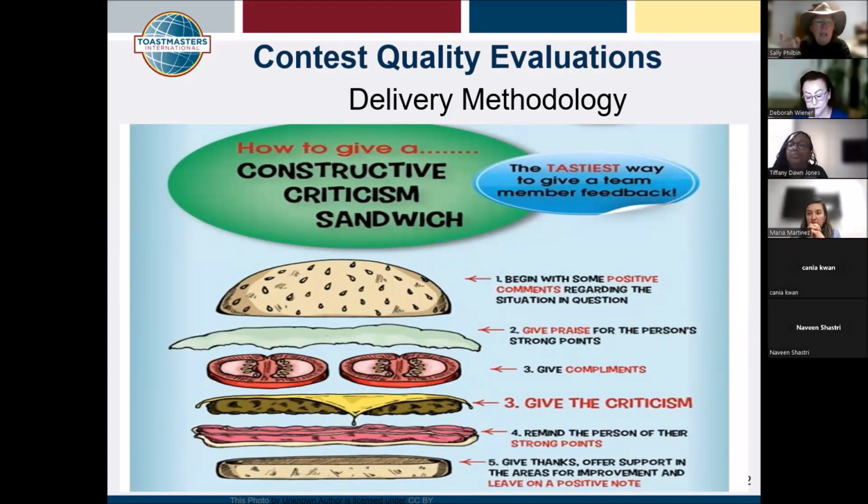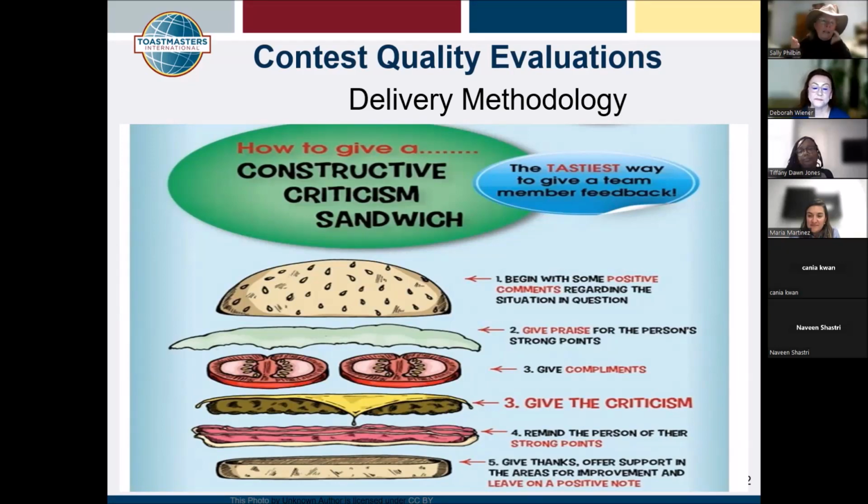It may seem nitpicky, but that's okay. Because if the speech is that good, then the person needs to hear the nitpicky things to raise it, to elevate it just that little bit more. Remind the person of their strong points. So you don't end on a note of, wow, I really wish you had done this. But you end on the strong points. You remind the person of all the things that they've done really well. And you give thanks. You offer support in the areas for improvement and leave on a positive note.